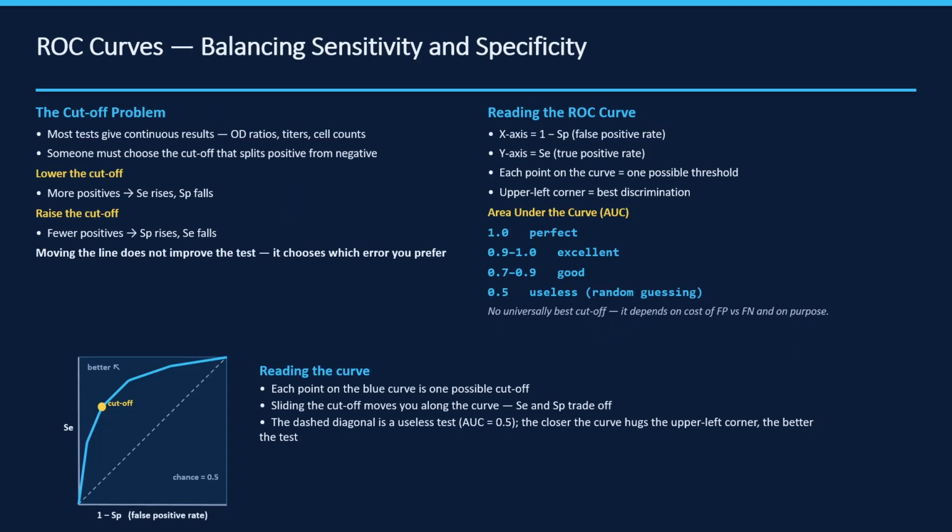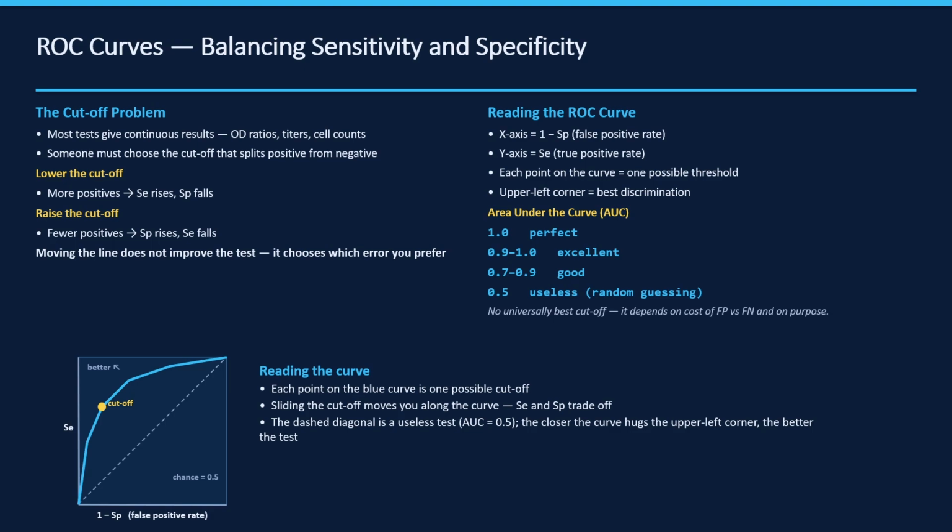Real tests don't hand you a yes or no. They hand you a number: an OD ratio, an antibody titer, a somatic cell count. Somebody has to pick the cutoff, and that choice is where sensitivity and specificity actually come from. Drop the cutoff and you call more animals positive. Sensitivity goes up, specificity goes down. Raise it and the opposite happens. You're never improving the test by moving the line. You're just deciding which kind of mistake you'd rather make.